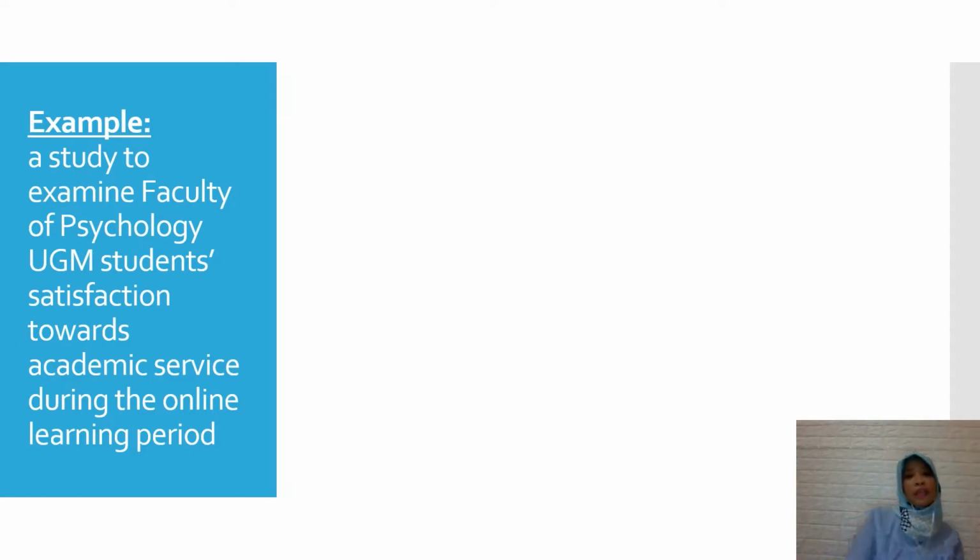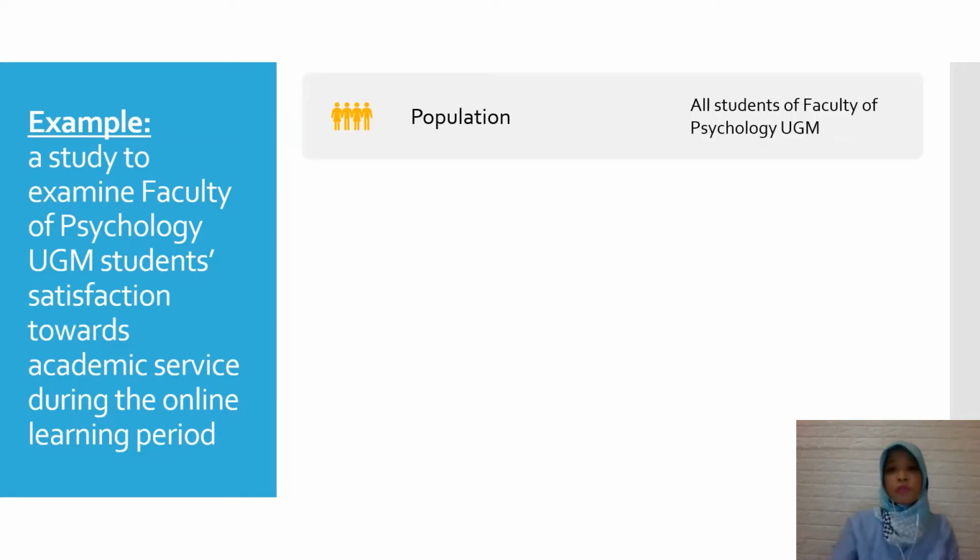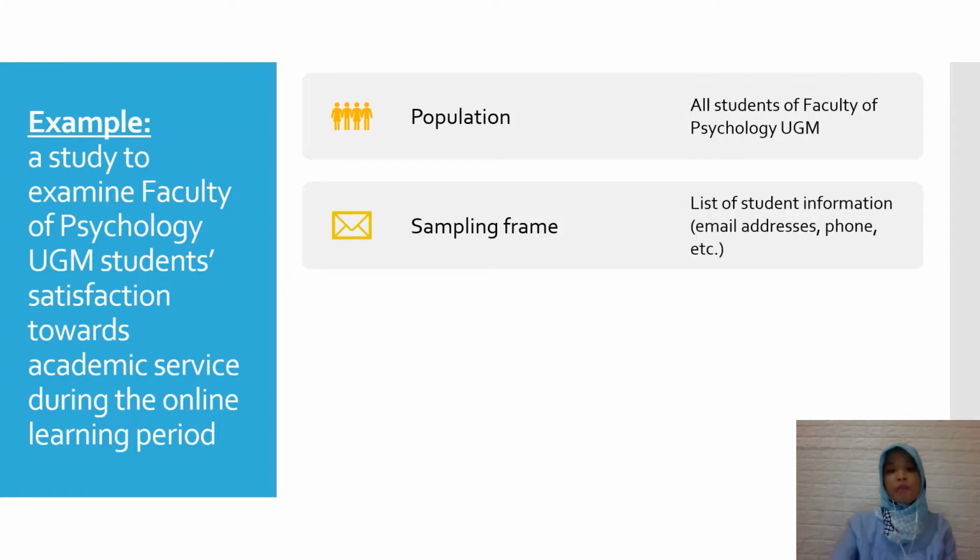Okay, so this is an example. If a researcher wants to do a study to examine Faculty of Psychology UGM students' satisfaction towards the academic service during the online learning period, for example, then what's the population? The population will be all students of the Faculty of Psychology, Universitas Gadjah Mada, all of them. The sampling frame will be the list of student information, so it can contain email addresses, phone numbers, anything that we can use to contact the element of the study.